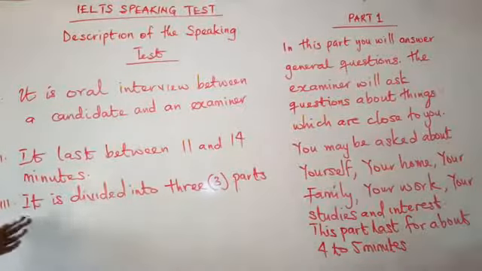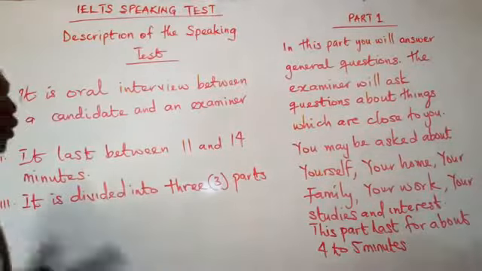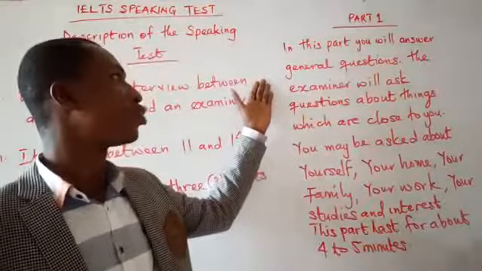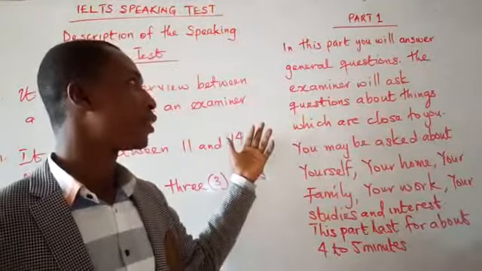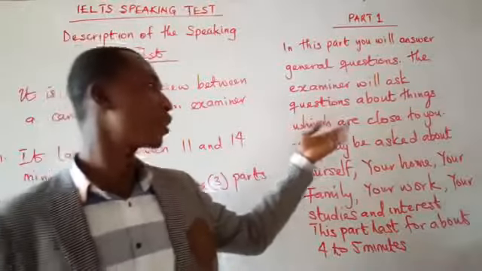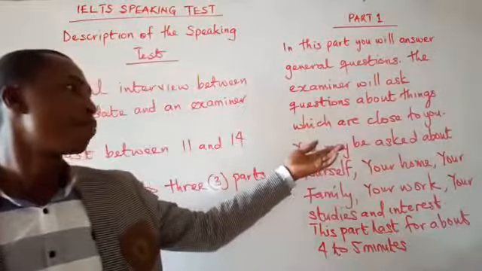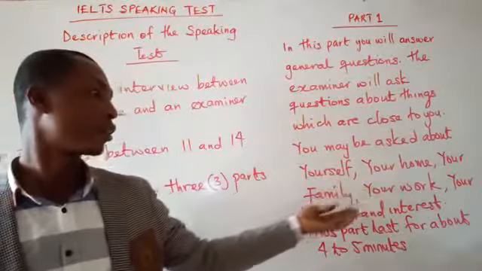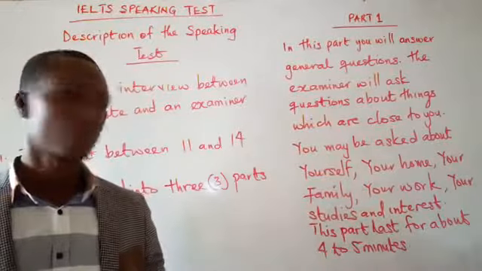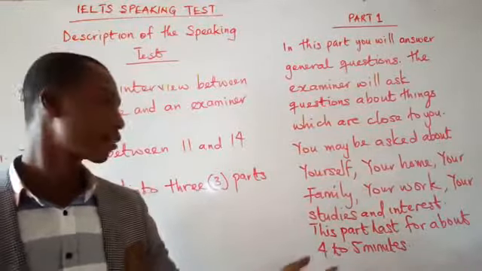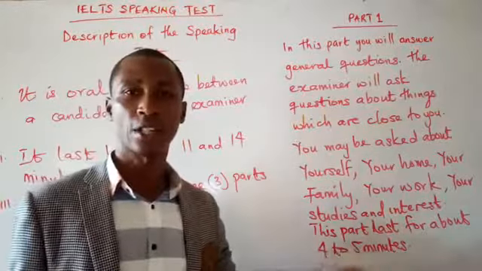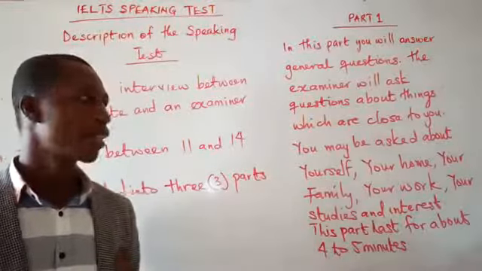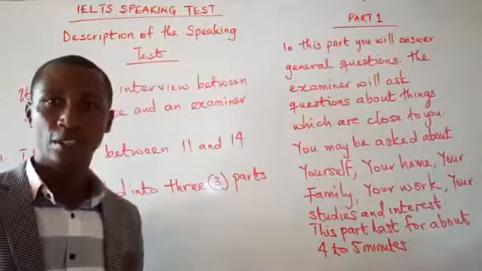Generally, the IELTS speaking test is divided into 3 parts. We'll be looking at the first part, which is called part 1. In this part, you will answer general questions. The examiner will ask questions about things which are close to you. You may be asked about yourself, your home, your family, your work, your studies and interests. This part will last for, let's say, 4 to 5 minutes. The maximum is 5 minutes. So you are going to take this aspect of the test this afternoon.